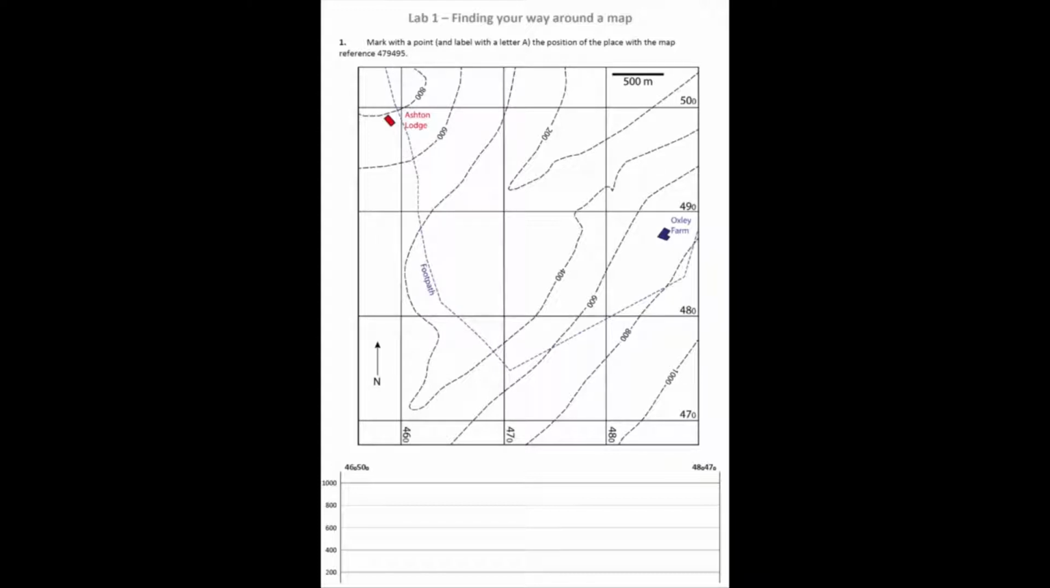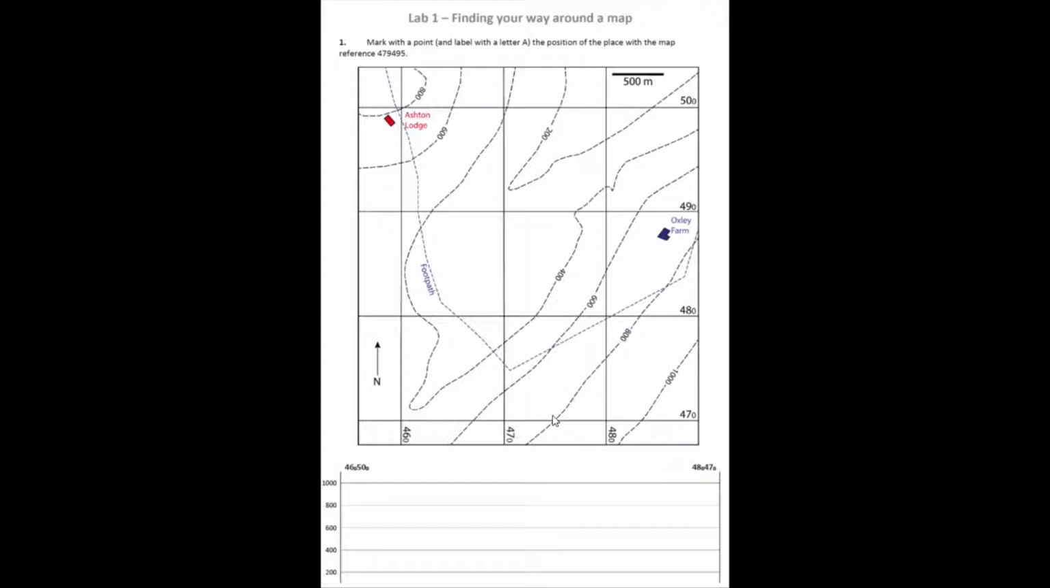Now you can see that we've got this grid going around the outside of the map. 460, 470, 480 along the x-axis, and 470, 480, 490, 500 on the y-axis. So our first grid coordinate, this 479, would be within the 47 box, or between the 470 and 480 part of the x-axis.